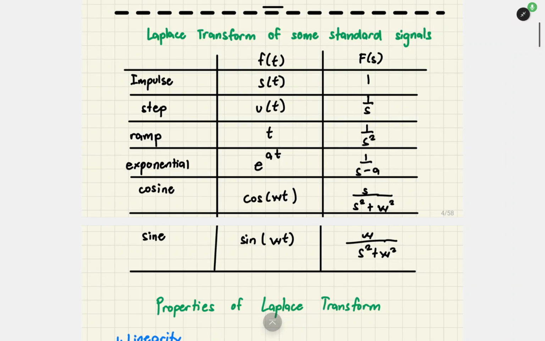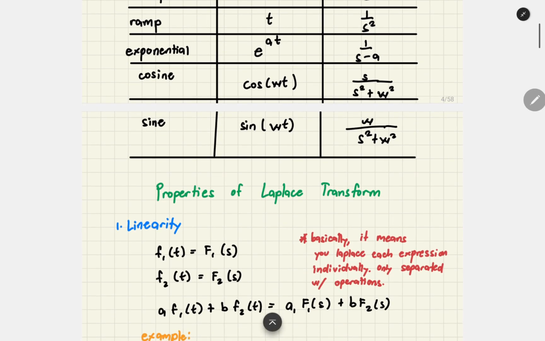So this is the sample table of the Laplace transform of some standard signals. You just have to memorize them. If the signal is impulse, this is the Laplace transform of impulse. It's just 1. Step is 1 over s. Ramp is 1 over s squared. Exponential is 1 over s minus a. Cosine is s over s squared plus w squared, and so on.